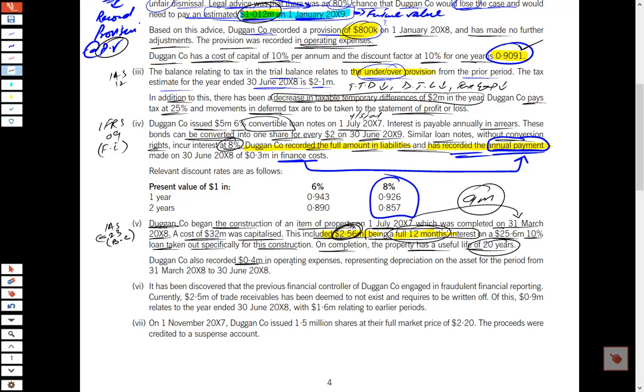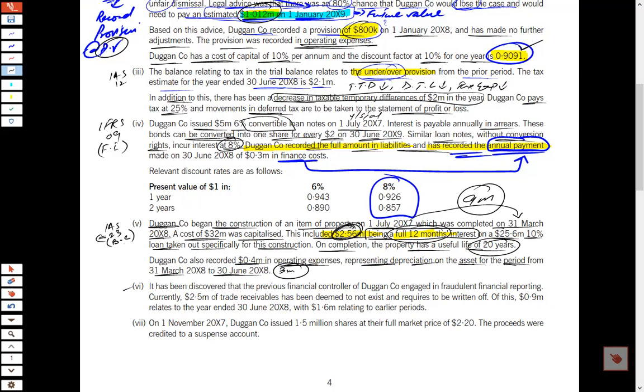D company also records 0.5 million in operating expense representing depreciation on the asset for the period from 31st March to 30th June. By the way, April, May, June, they calculated depreciation on a monthly basis, and they charge 0.4 million depreciation. That's the depreciation of 3 months, and they charge this depreciation in the operating expenses.